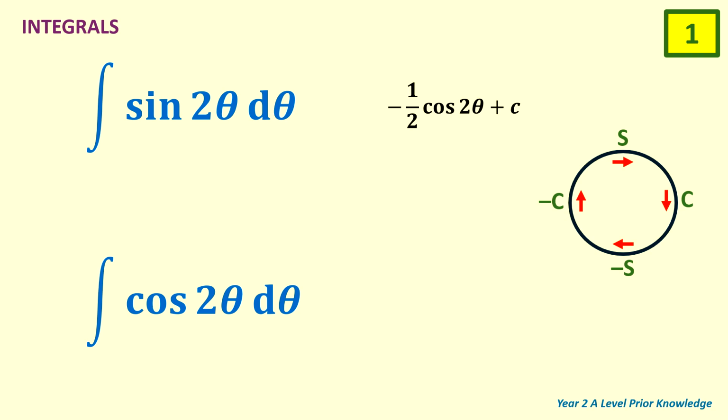The integral of cos 2 theta, again, we can go anti-clockwise around the circle. The integral of cos is sine, but we also need to halve that as well because of the 2 theta there. So those should be fairly standard.